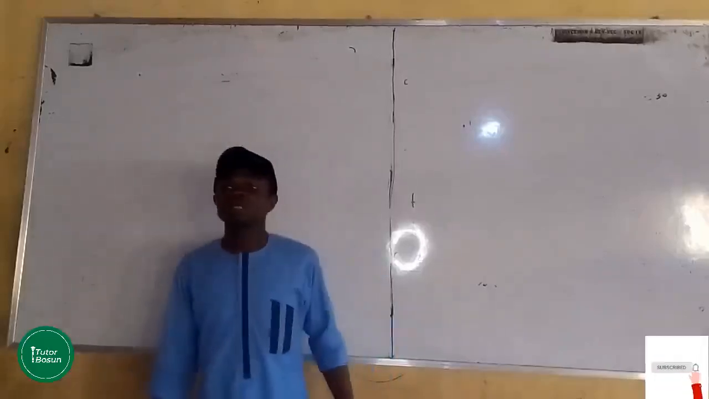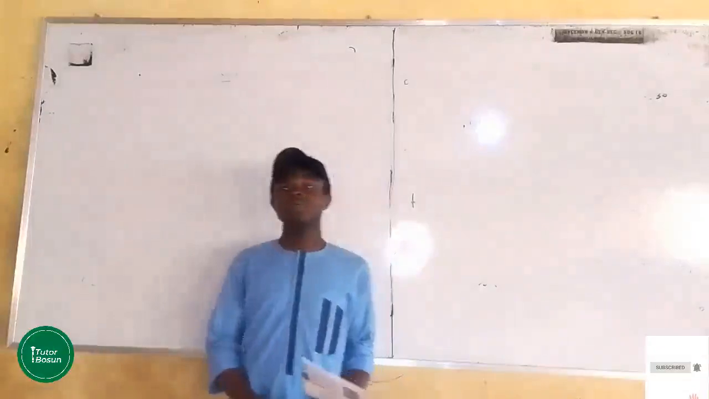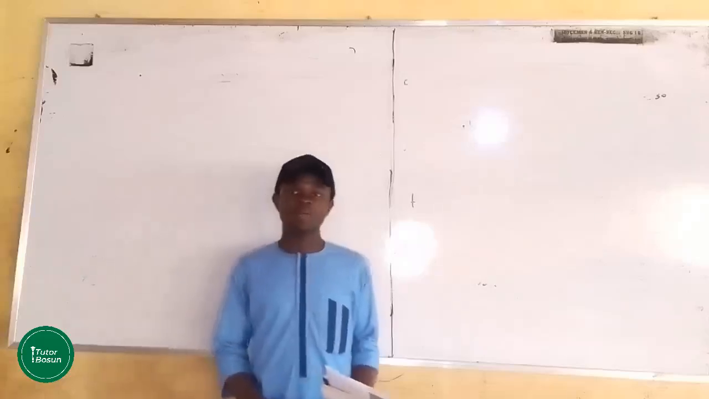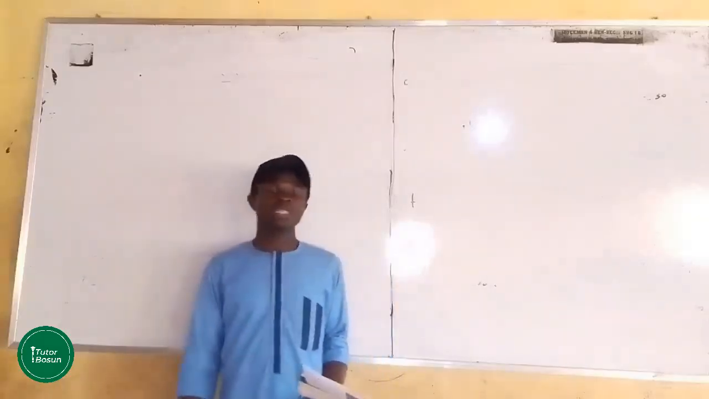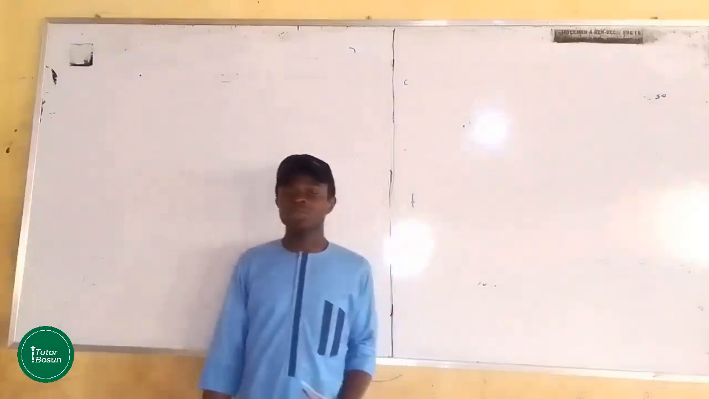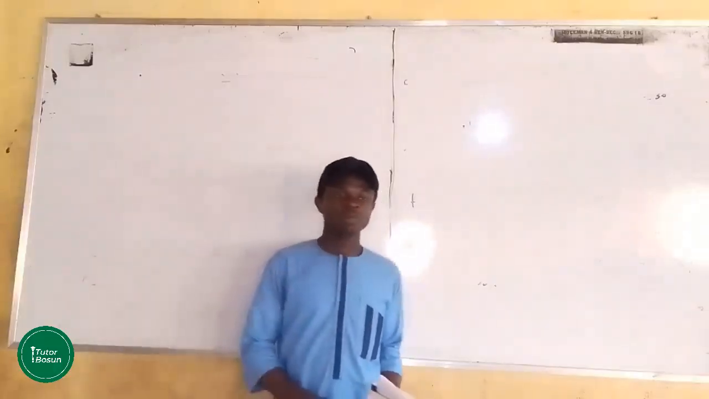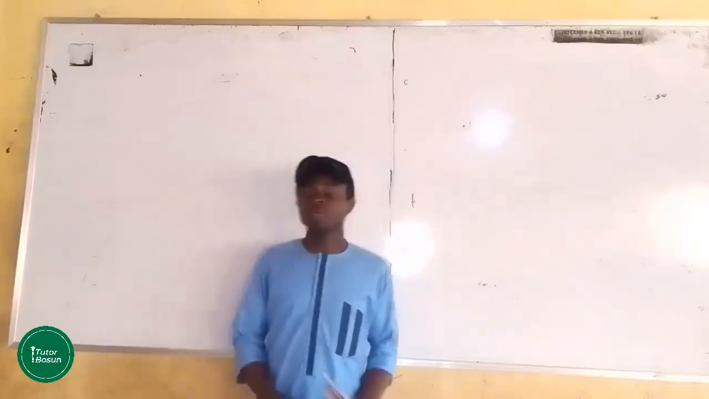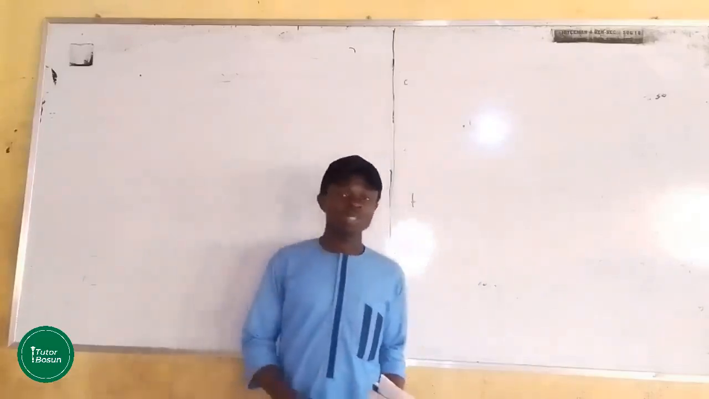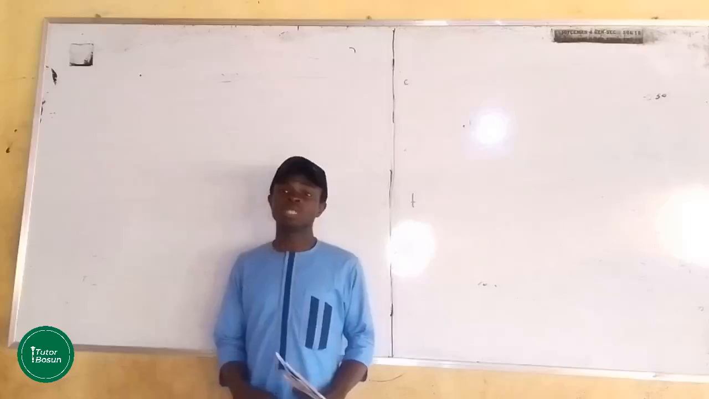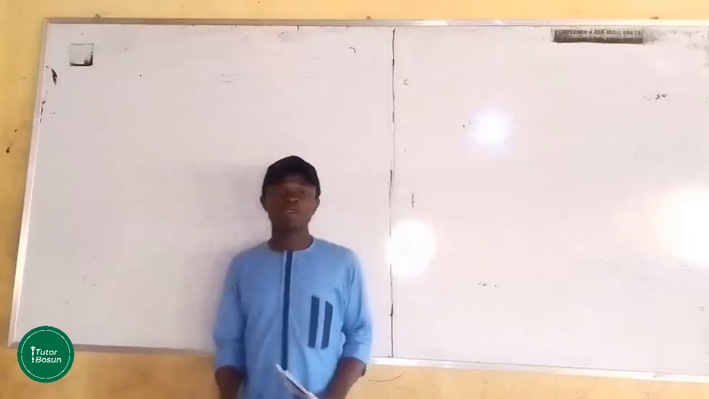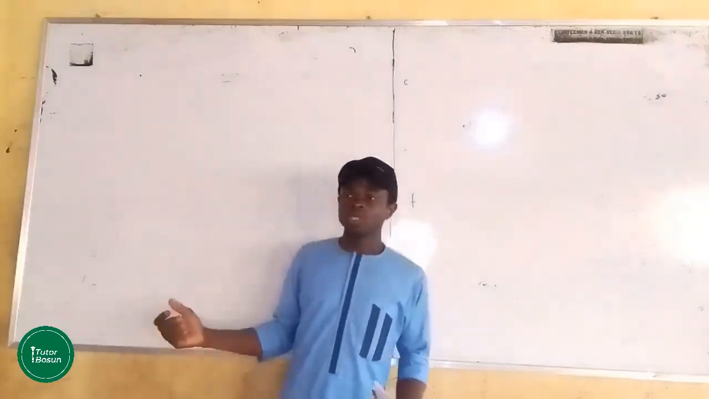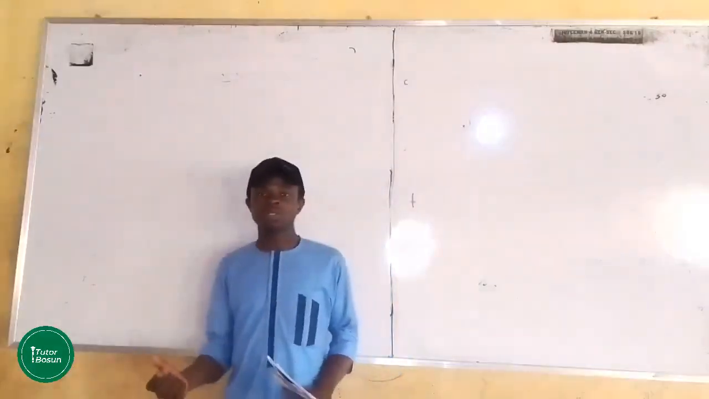Hello class. In this lesson, we will be discussing chi-square, which is the last aspect of test of statistical hypothesis. If you're yet to watch the videos of the previous lesson, kindly make sure you do that before moving to this lesson, because we've been able to discuss the first two aspects of test of statistical hypothesis, which involve the t-test and the z-test.